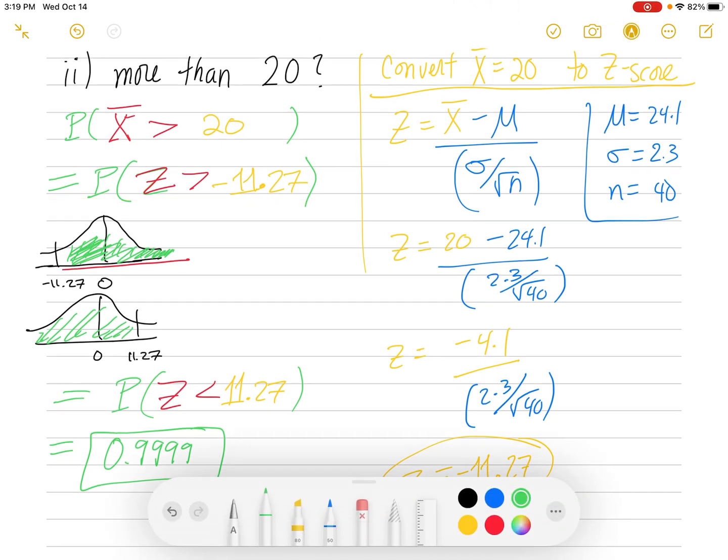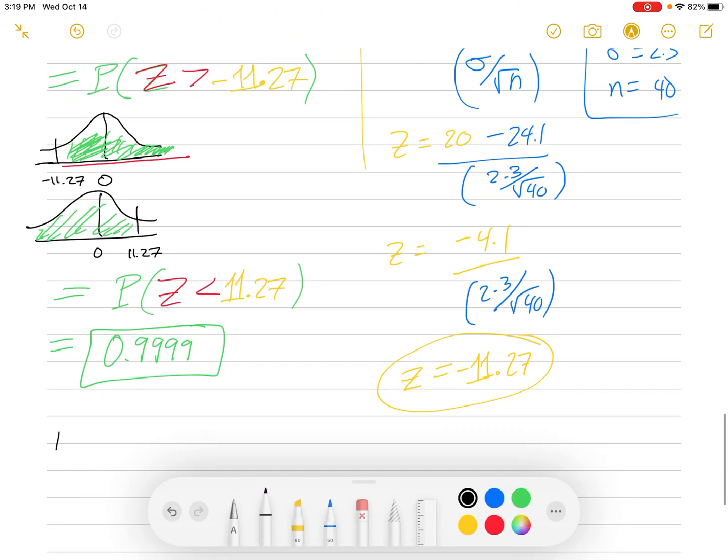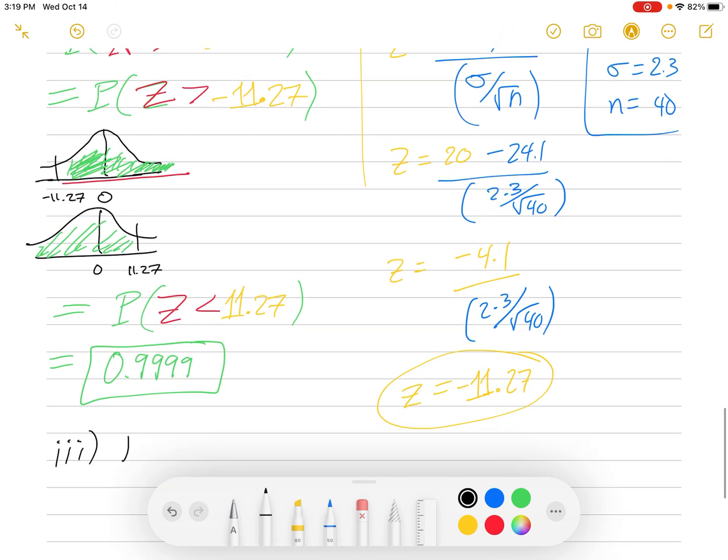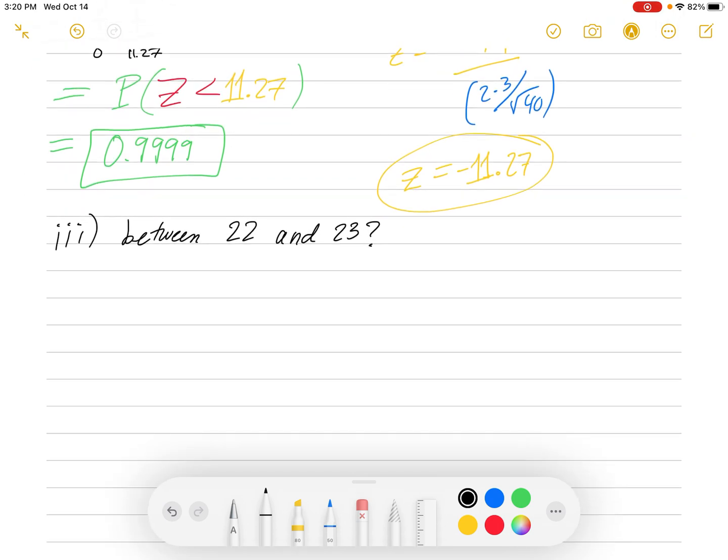Okay, let's do another. What's the probability that their average is between 22 and 23? So we want the probability that their average, that's the sample's average of 42 ACT scores, is in between 22 and 23.